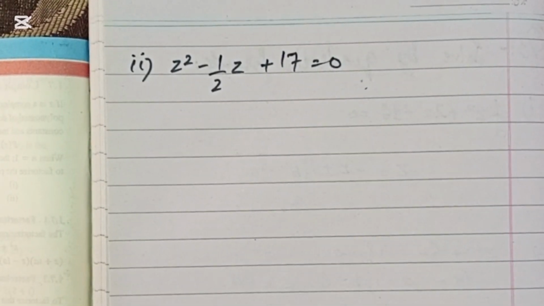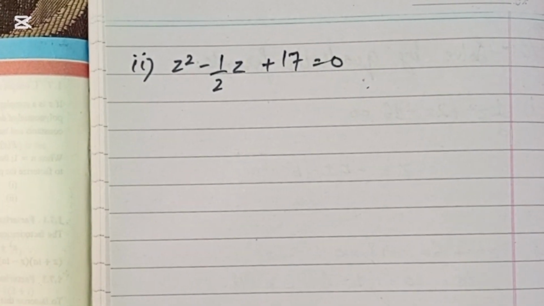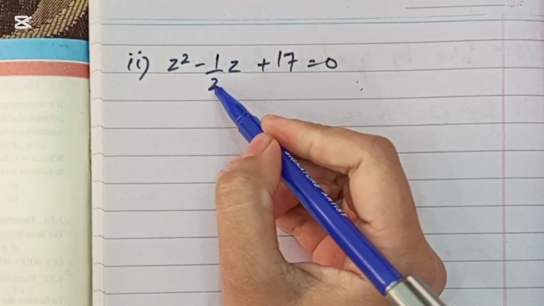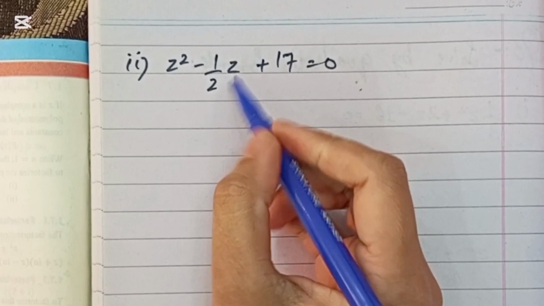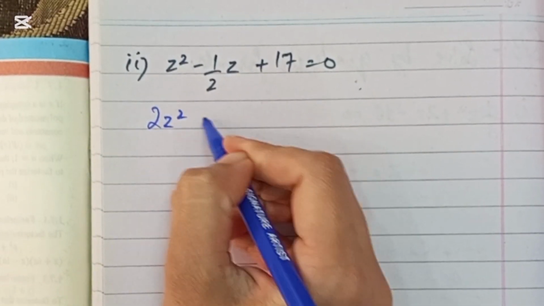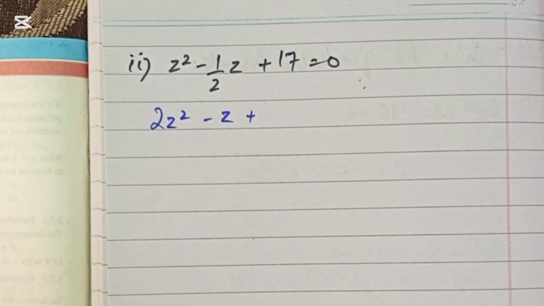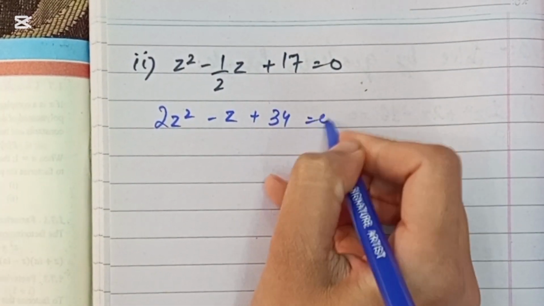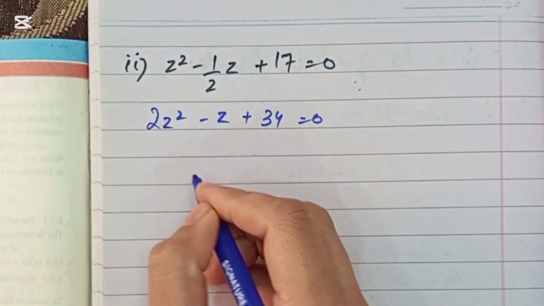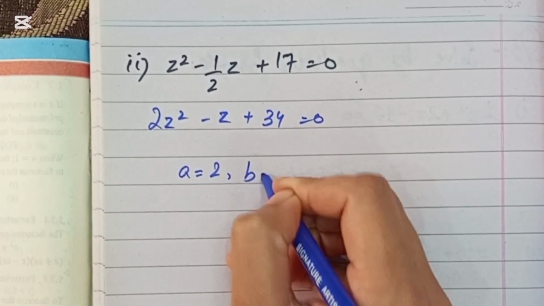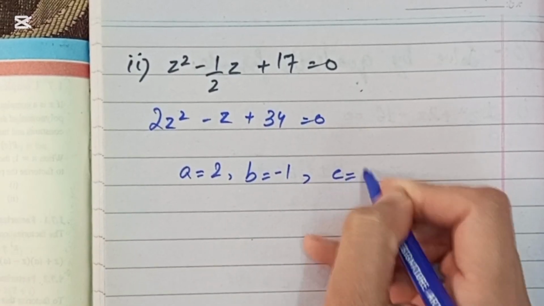In this part again we are going to multiply 2 with all of the expression so that it will be cancelled from here and our question will be easy. 2z square minus z plus 17 into 2, that is 34. Now we are going to put it in the formula. Here a is 2, b is minus 1 and c is 34.